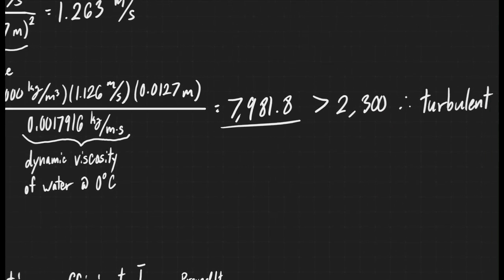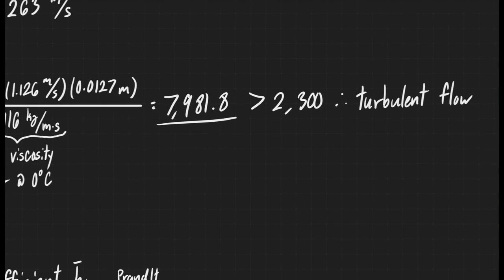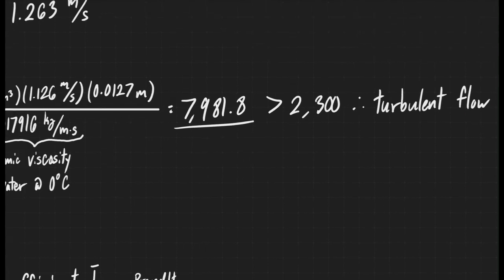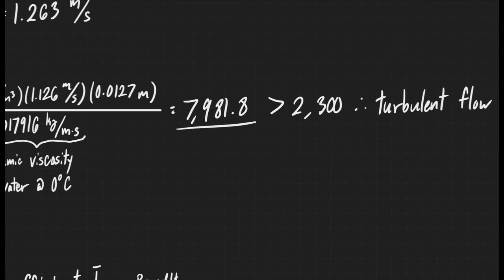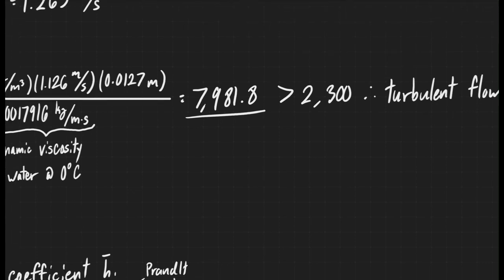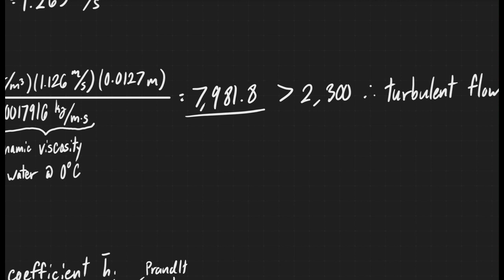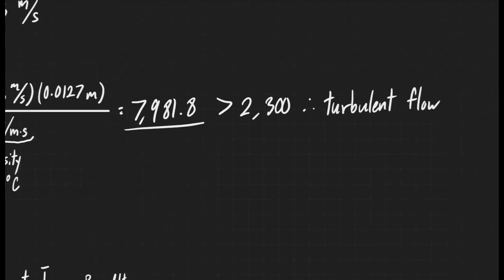So that comes out to be about 8,000, which is greater than 2,300. So flows with a Reynolds number less than 2,300, we call those laminar flows, but greater than 2,300, those tend to be turbulent flows. And that will be good to know because that will help me determine some of the different equations I will use later on.